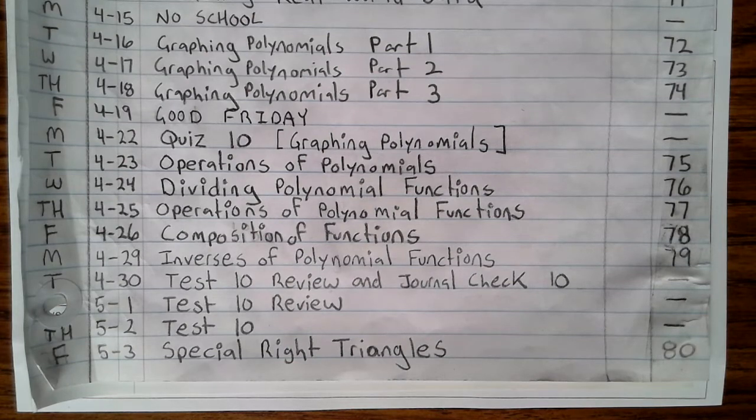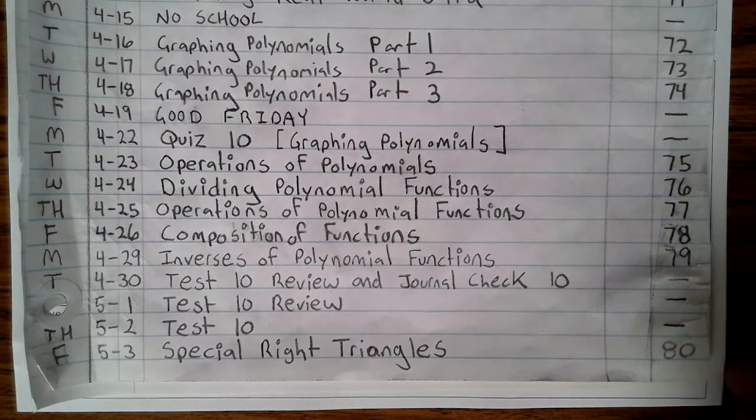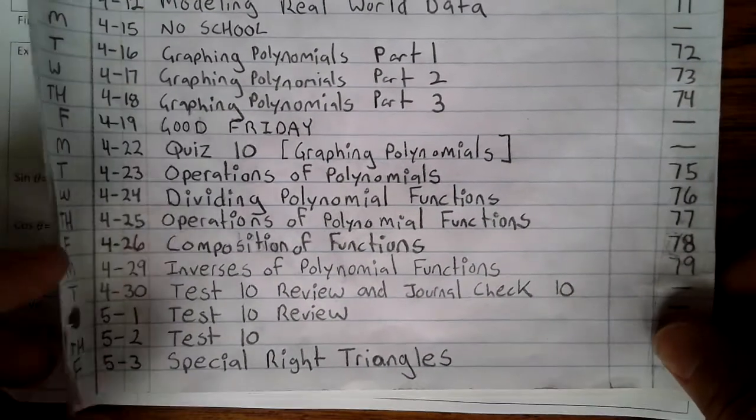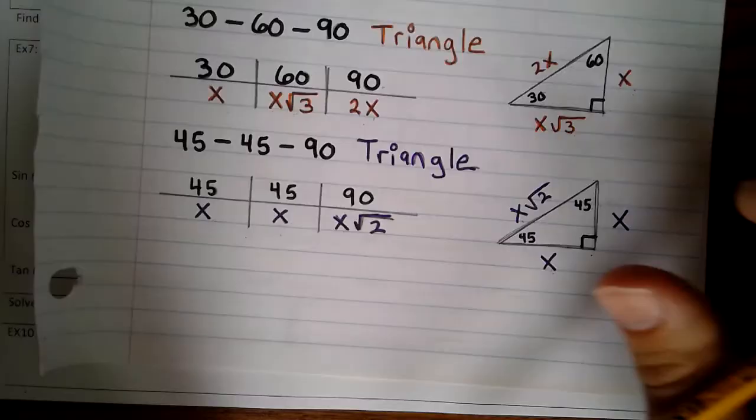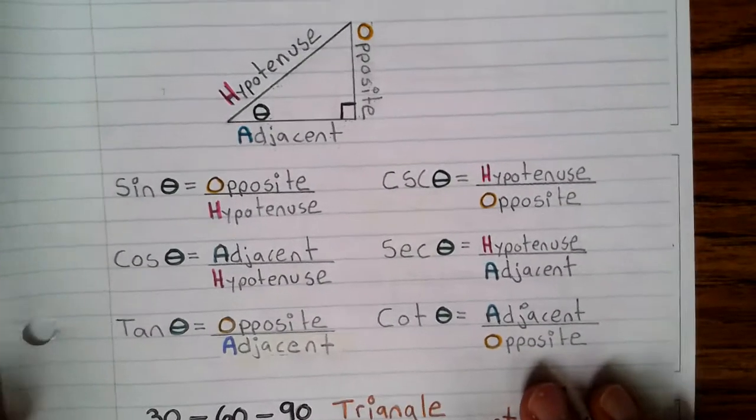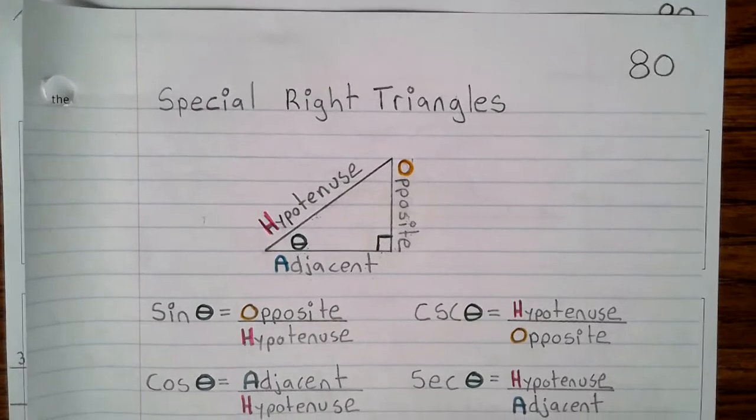Okay, Wildcats. Today we're looking at Friday, May 3rd, special right triangles on page 80. If you would, update your table of contents. Okay, now your table of contents are updated. Let's take a look at the notes. All right, special right triangles on page 80.